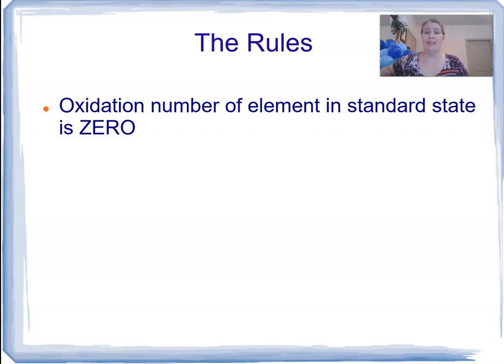Any element in its standard state, that means any element the way I would expect to see it off the periodic table, iron metal, oxygen O2 gas, phosphorus as a powder, just P, has an oxidation number of 0. And remember, we're pretending everything is ionic and elements have no charge. That goes back to middle school. The atomic number is the number of protons, is the number of electrons. So an element by itself is neutral. It has an oxidation number of 0.